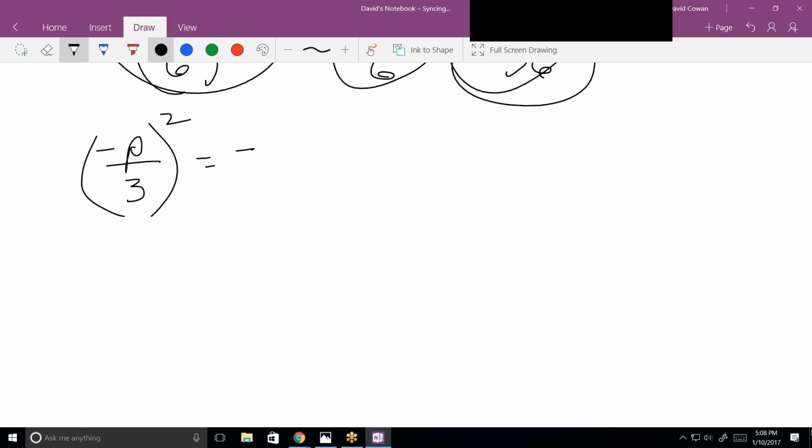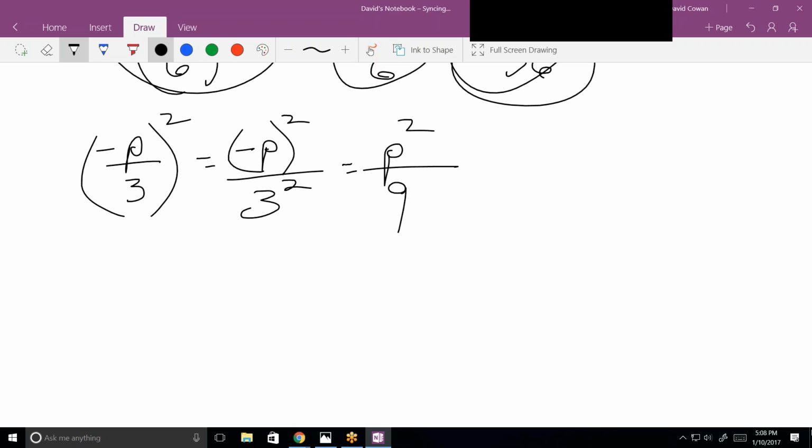Or I can think of it like this. Negative p squared over 3 squared. In other words, separated into 2 fractions. And then negative p quantity squared is the same as p squared. 3 squared is 9. So there's your answer. But I actually could have gotten that directly if I'd looked at it like this and maybe gotten it a step easier.